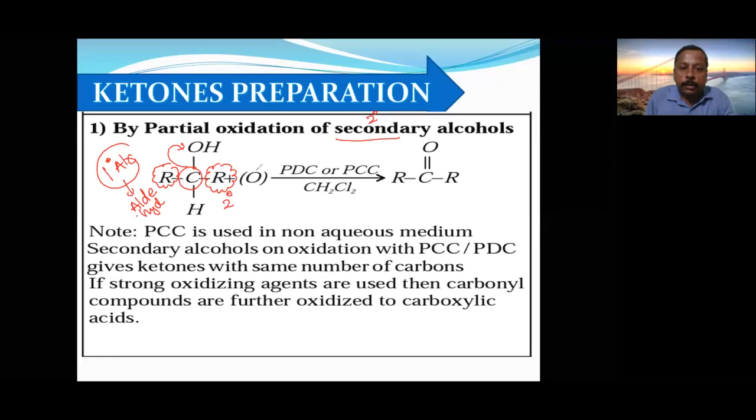Now when it is oxidized, this is the nascent oxygen. Who is going to provide the nascent oxygen? PDC. What is PDC? Pyridinium dichromate. This full form and everything I have told you. PCC, pyridinium chlorochromate. In the aldehyde preparation I have explained with the formula. And CH2Cl2 is the solvent.